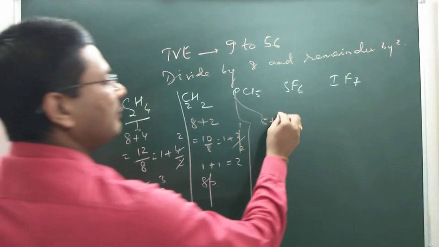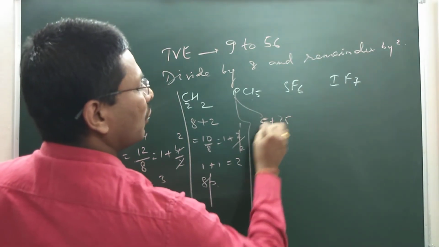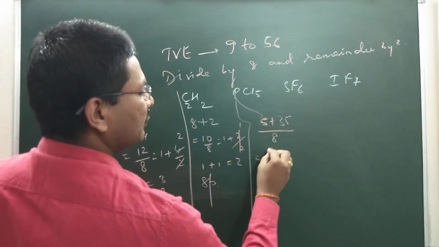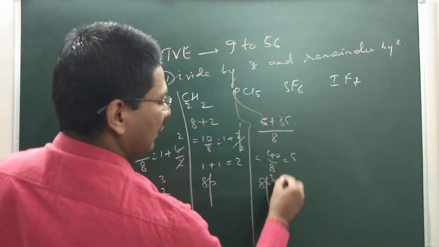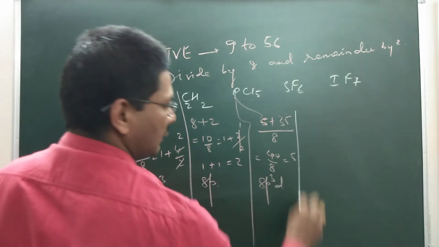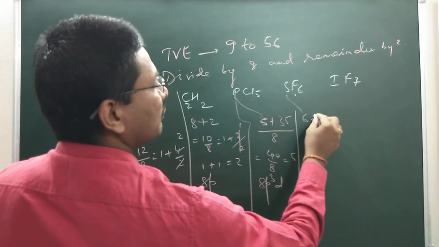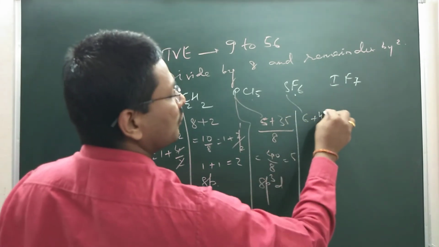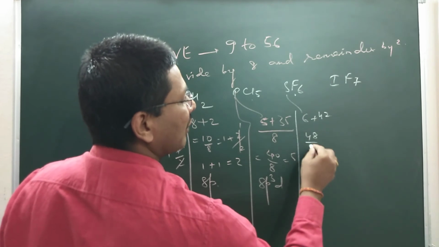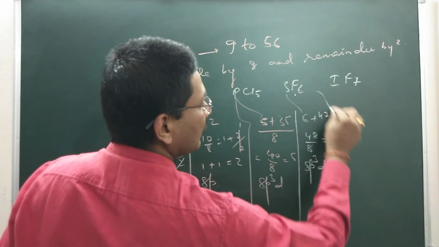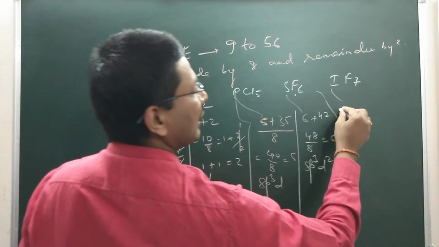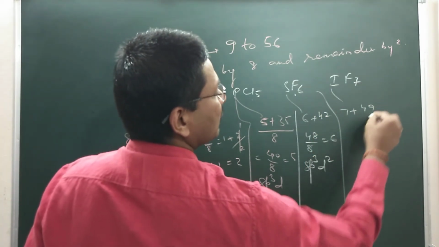7 fives are 35. So 35 plus 5 is 40. 40 divided by 8 is nothing but 5. So it is sp3d, trigonal bipyramidal. Next is SF6, sulfur has 6, fluorine has 7. 7 sixes are 42. 42 plus 6 is 48. 48 divided by 8 is 6. So it is sp3d2. Now coming to IF7, 7 plus 7 sevens is 49, so it is 56.